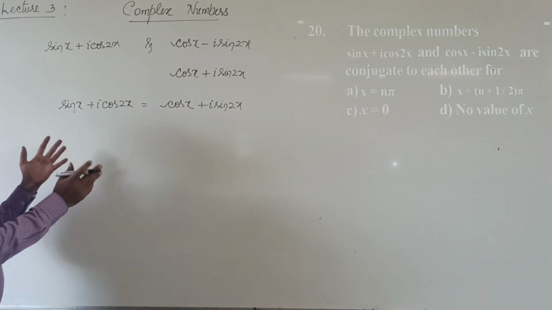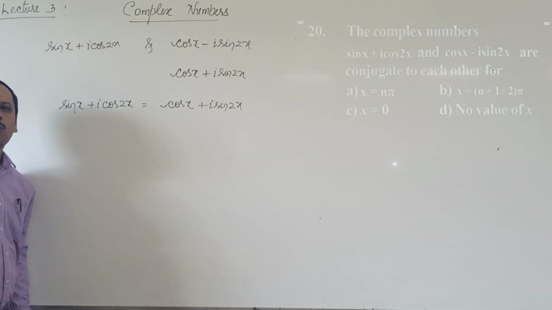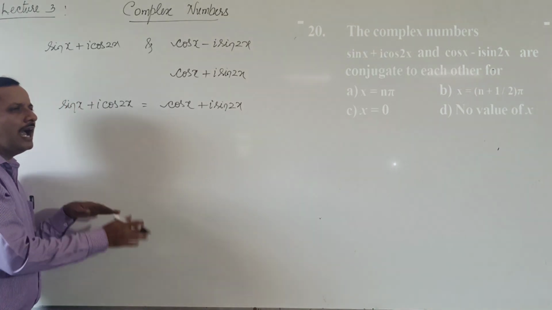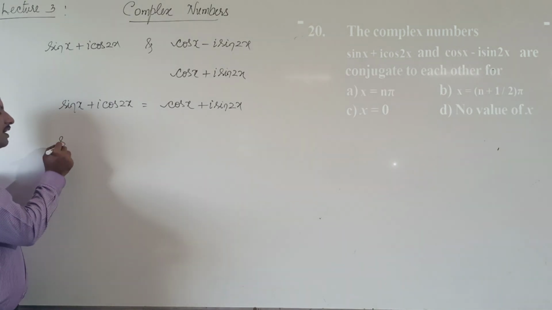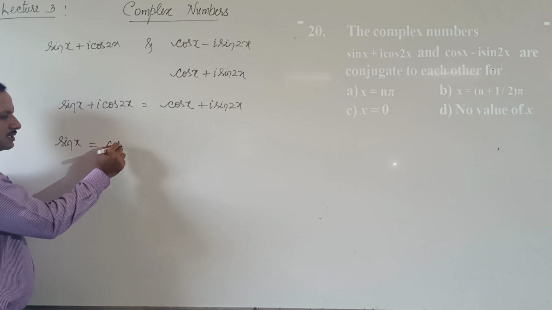Okay. Two complex numbers are equal only if the real part of this complex number is equal to the real part of that complex number, and the imaginary part of this is equal to the imaginary part of that. So if I equate the real and imaginary parts, sin x must be equal to cos x.